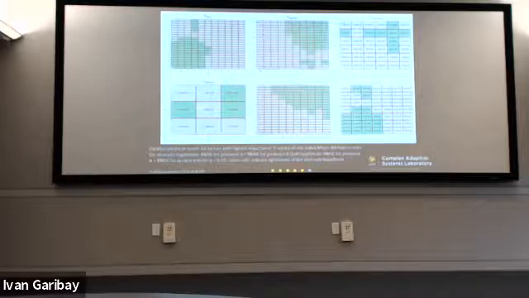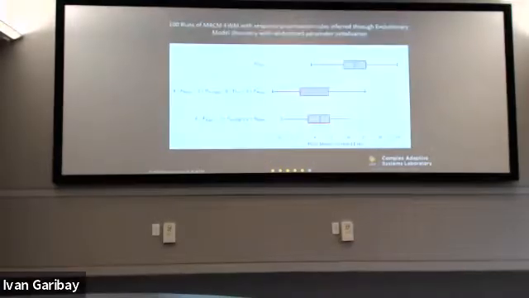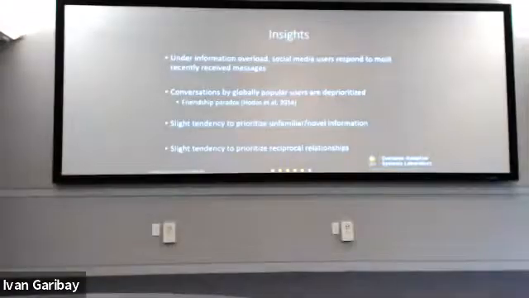And when there's positive reciprocity, users are more likely to respond. So including that information, we construct models with just recency and the interaction of the factors. And we find that when we have the interaction of the factors, the models are better performing, that they fit the responsiveness data better. So the insights are that under information overload, users tend to focus on what they most recently received in terms of response, and that conversations by globally popular users are probably deprioritized, which is also confirmed in some of the existing analytical literature.